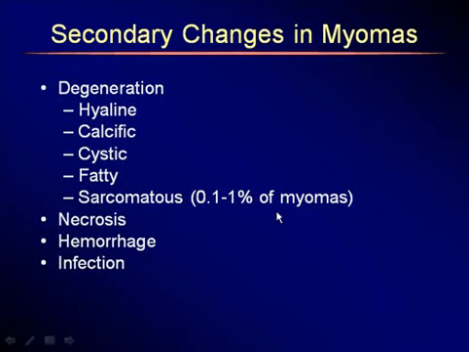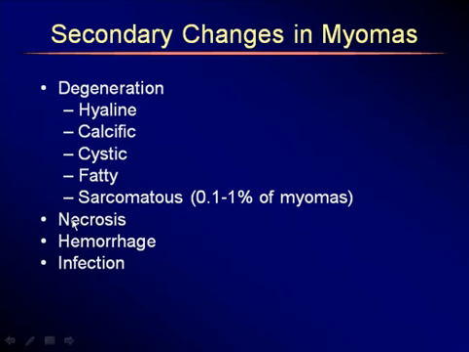Now, fibroids can undergo some secondary changes of degeneration, and there are various types of degeneration. There's hyaline degeneration, calcific degeneration, cystic degeneration, there's even fatty degeneration, and rare, but it's possible, sarcomatous degeneration, which happens in less than 1% of myomas, and there's so many myomas you can imagine that you might encounter one or two in your lifetime. So that's degeneration.